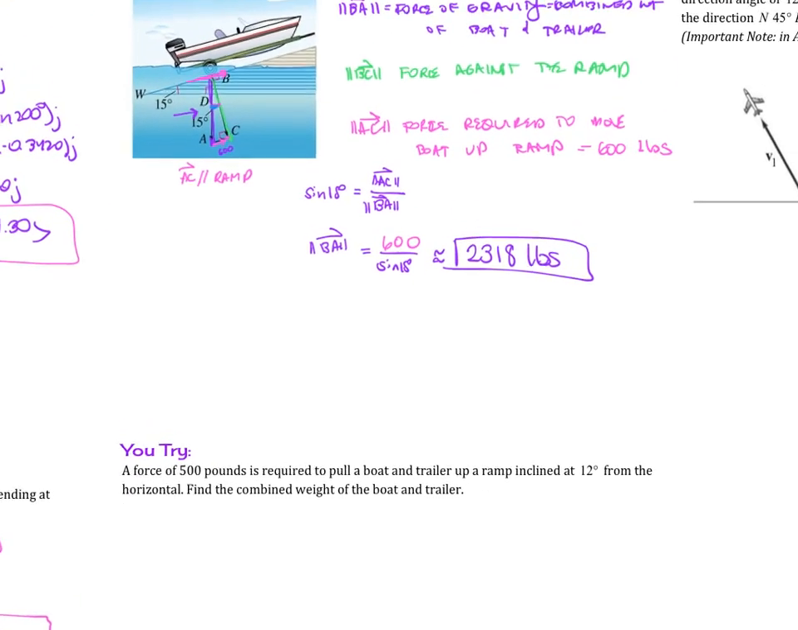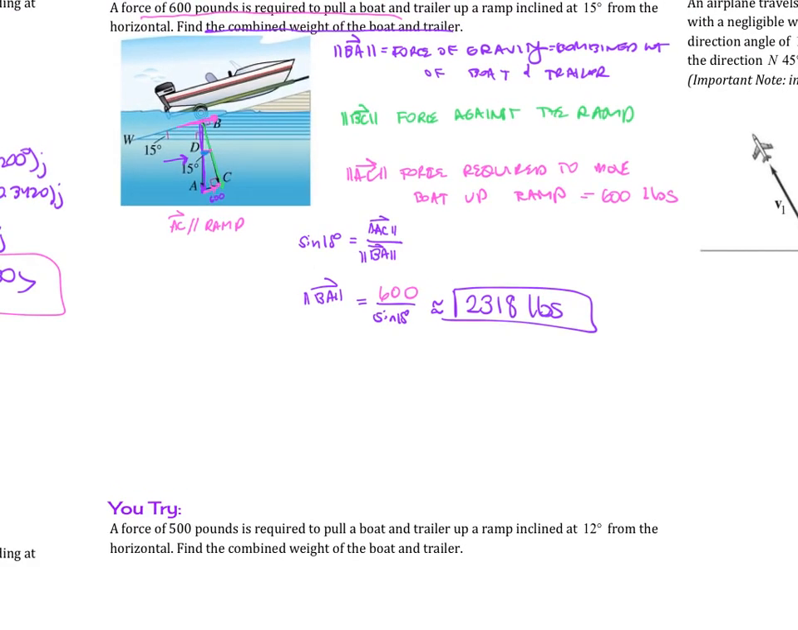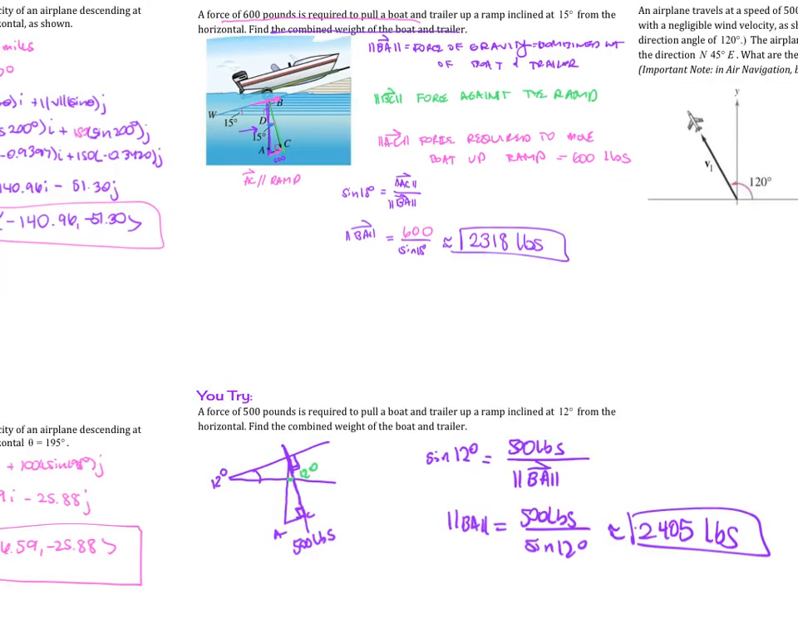So try this one. A force of 500 pounds is required to pull a boat and trailer up a ramp inclined at 12 degrees from the horizontal. Find the combined weight of the boat and trailer. It's very similar to this problem here, so see if you can solve that one. Try this out, the same exact problem, just with a couple of different numbers. Sine of 12 degrees equals 500 pounds over the combined weight of the boat and the trailer. Then we switch those spots, and we find that we have approximately 2,405 pounds is the combined weight of the boat and trailer.